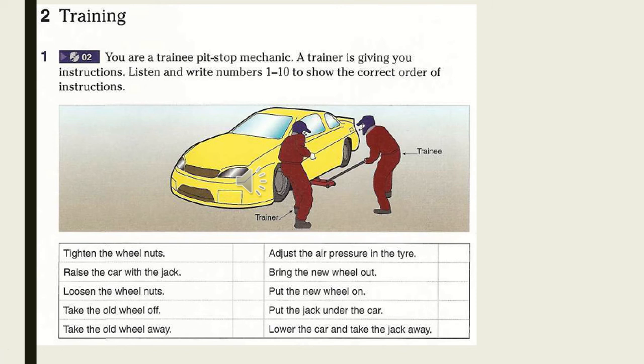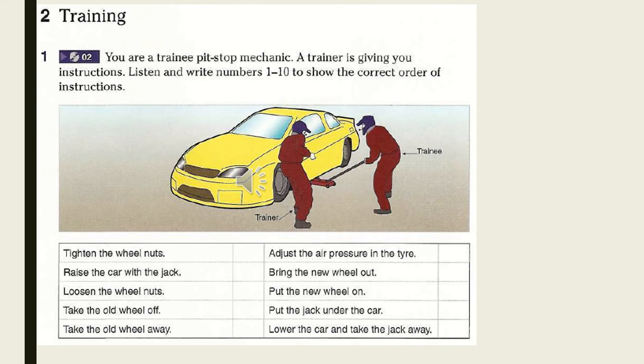So, we are going to put these instructions in the correct order as we hear them by writing numbers in the boxes here. Before we listen, read through the instructions. Good. Let's listen. Unit 1. Action. Recording 2.